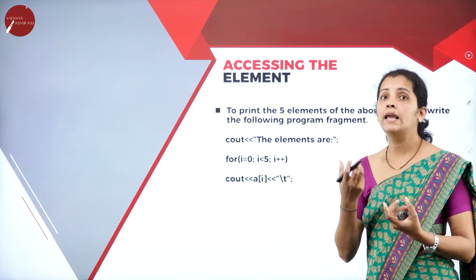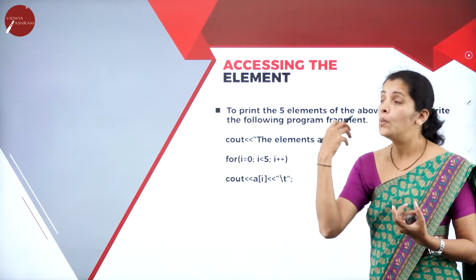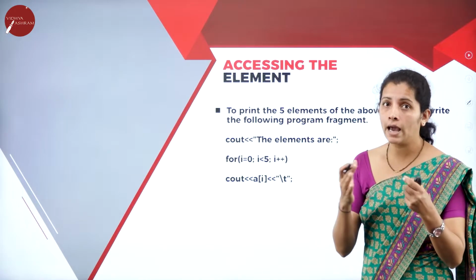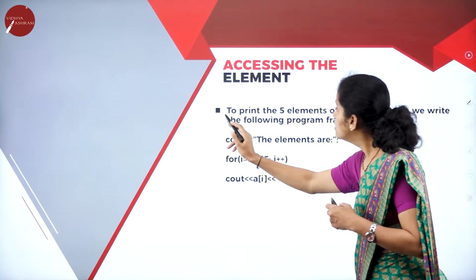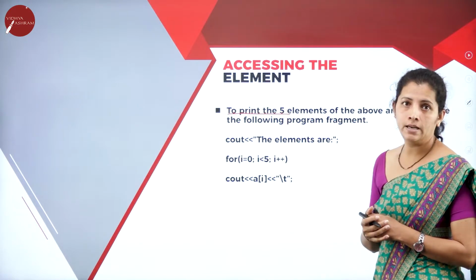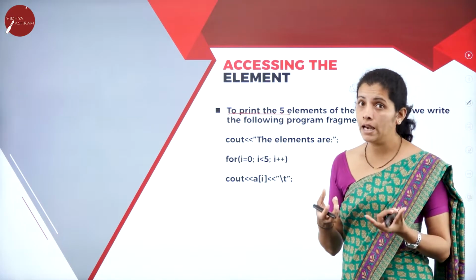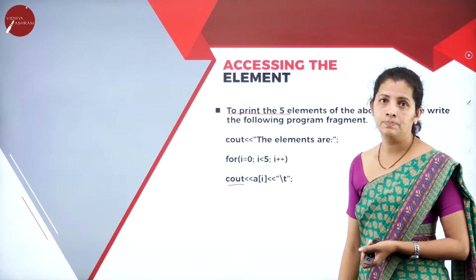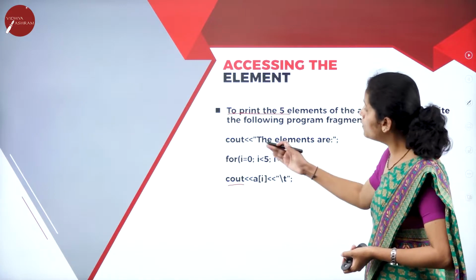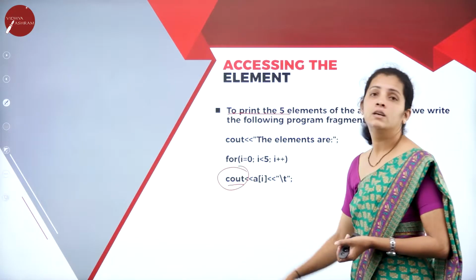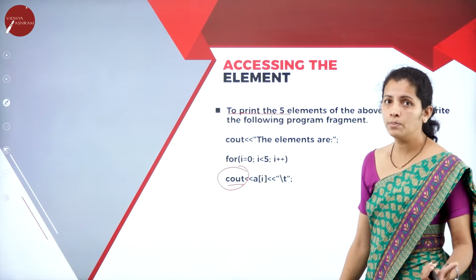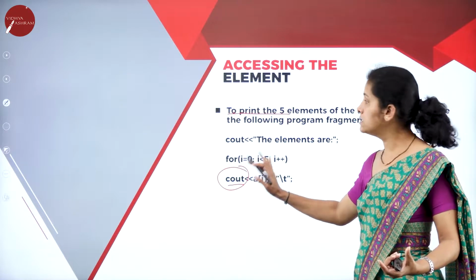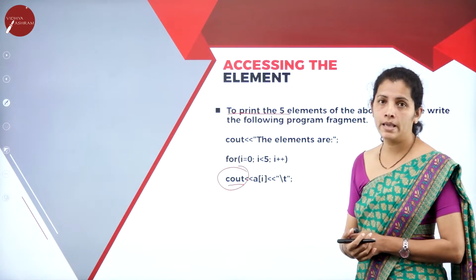Moving further, how can I display the value? That means how can I read the value which is stored in the memory, that is, which is stored in my array. That is, to print the element. Suppose I want to print the element, how can I? For that, I'm going to use the output statement. See the difference here? Same code, but instead of cin, that is console input, I'm going to use cout. That is console output, that is nothing but printing or displaying.